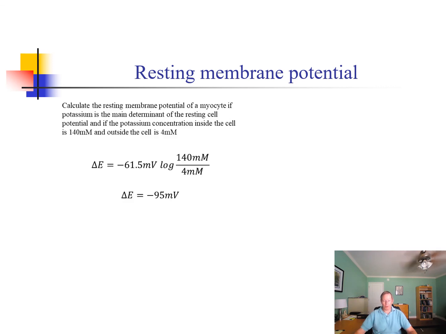So I hope that you recognize that this Goldman equation simplifies quite a bit. I still have my 61.5 millivolts and the log now of the inside over outside potassium concentration, because the sodium and the chloride have dropped off, because the potassium is the main determinant. And when I do that calculation, I get about a negative 95 millivolts. This is not far off from the resting membrane potential of many of the excitable cells in the human body. And again, it's not exactly matching because that permeability is not 1 in this simplistic example.